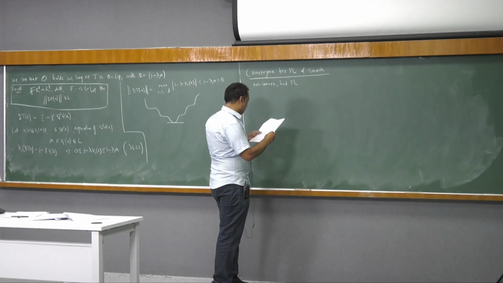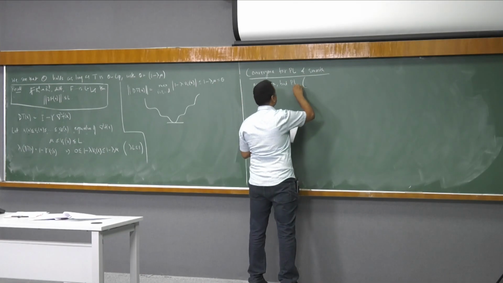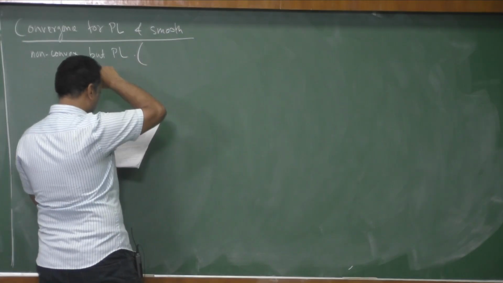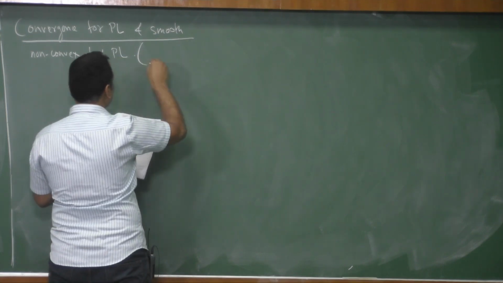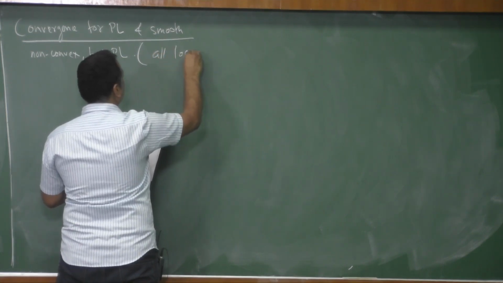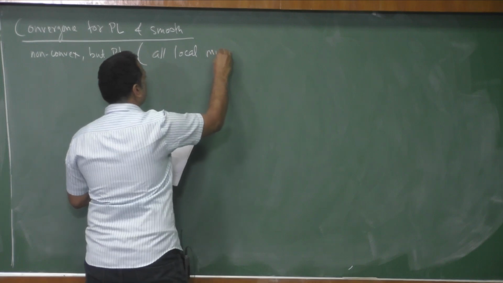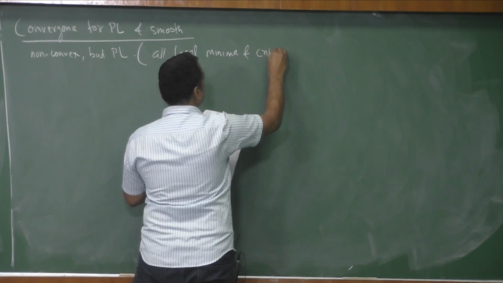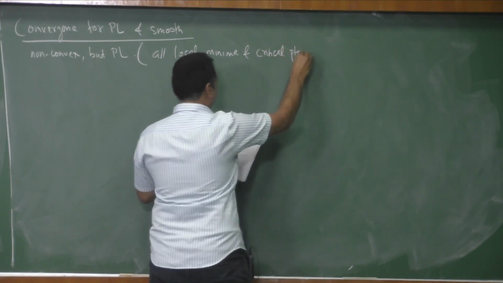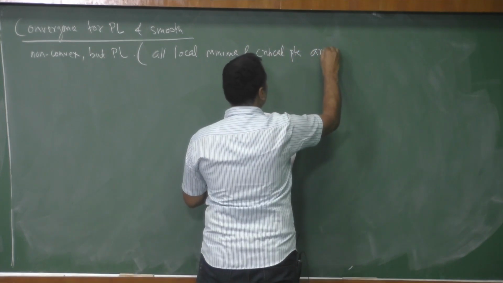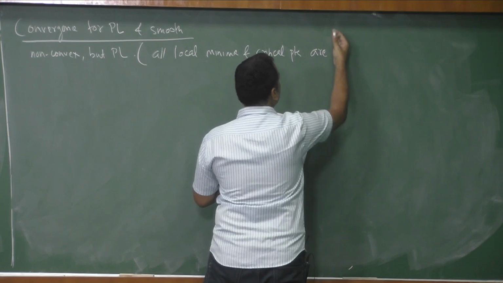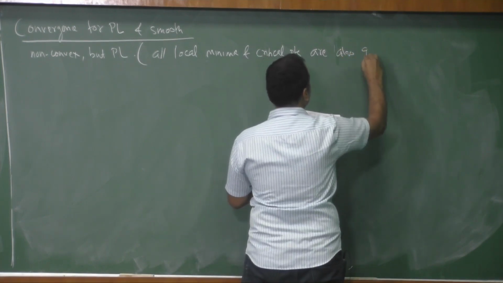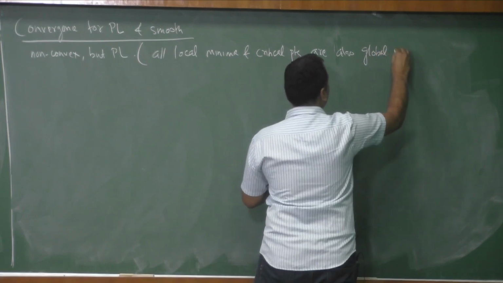The fact that you have PL still guarantees that all local minima and critical points are also global. I guess we have proved this. If not, you can also try that. All of them are also global minima.